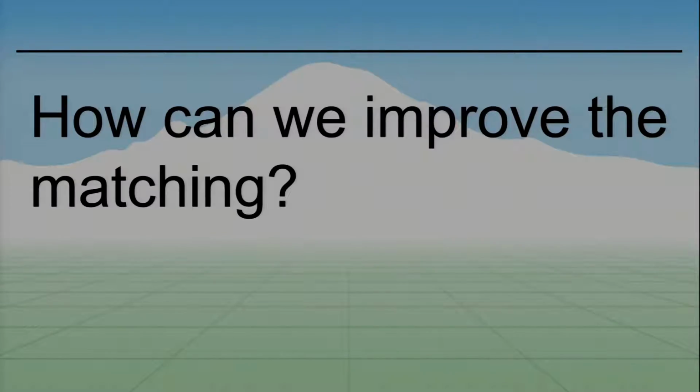OK, so how can we actually improve the matching between these two cameras? Does anyone have any ideas? Like, what could we do to make this better? Yes. Okay, so you could take a lot of pictures over time and average them, so you could get, hopefully, a lot of those issues smoothed out. Any other ideas? Okay, any other ideas?